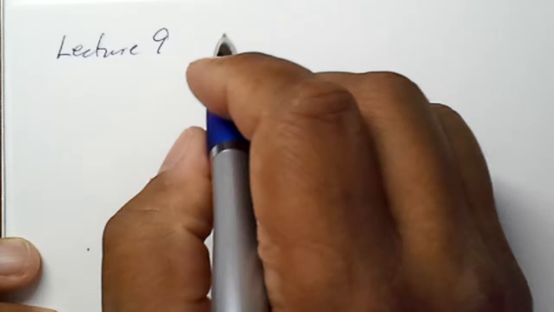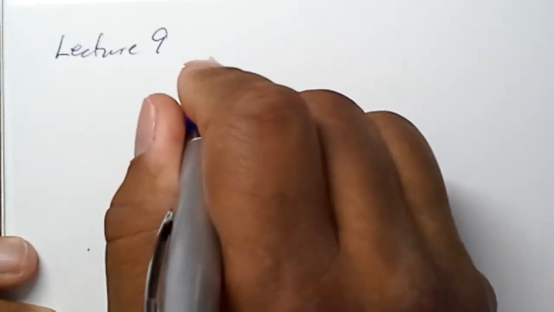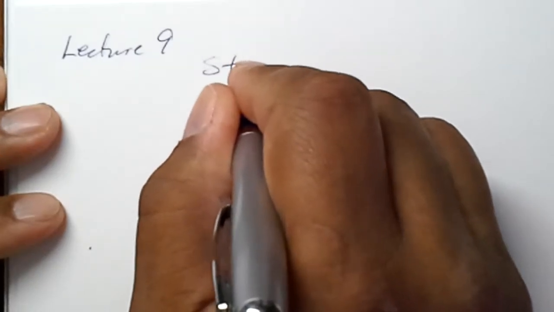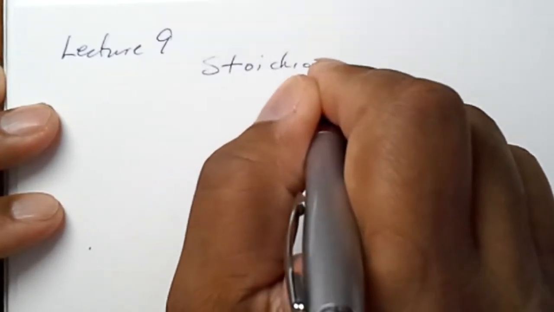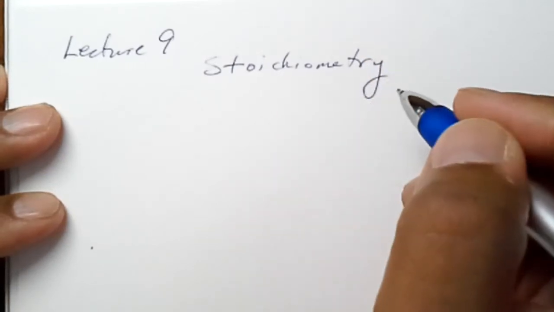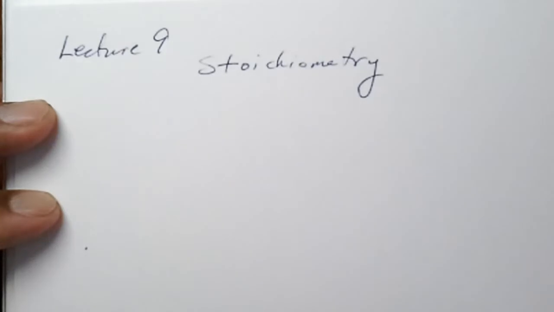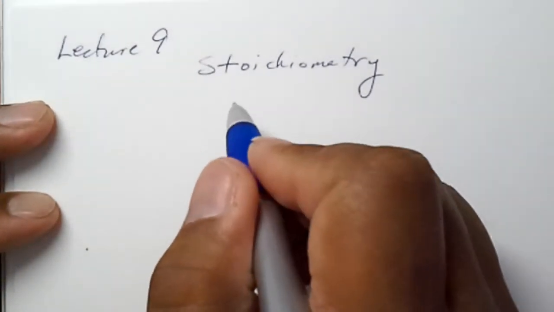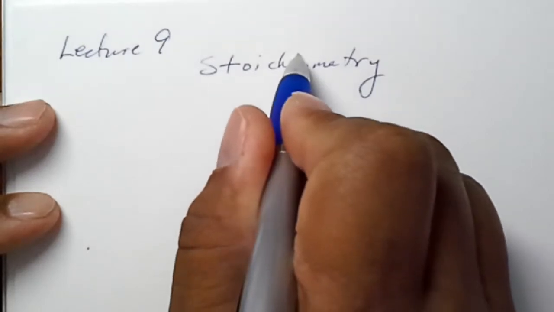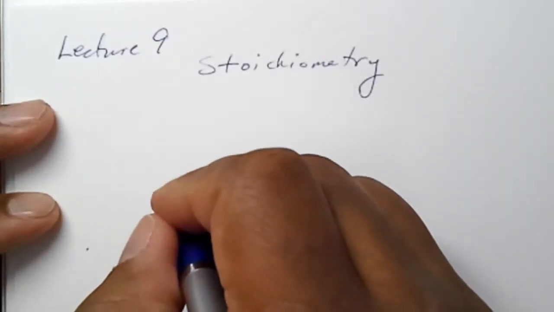We're up to lecture 9, and this is one of the most challenging topics that many first-time chemistry students struggle with a little bit, I think primarily because the word stoichiometry is not something that you come across in everyday life.